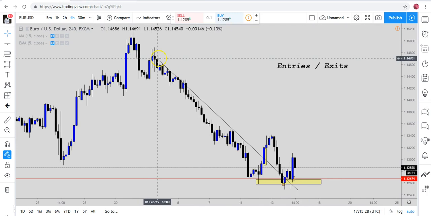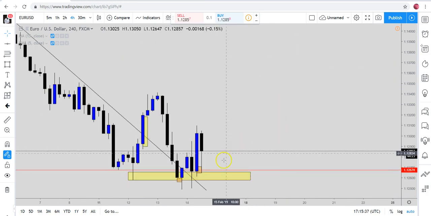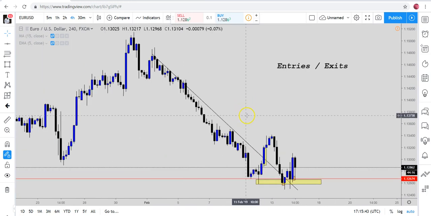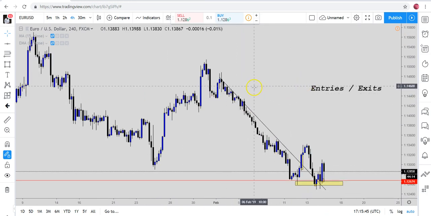When it comes to getting entries, know where you're at. Don't be afraid. Don't be impatient and not wait for a trend line break and a retest, because it gives you so many opportunities. Even on the H4, you have an opportunity here as well. So that's one way you could have got in.